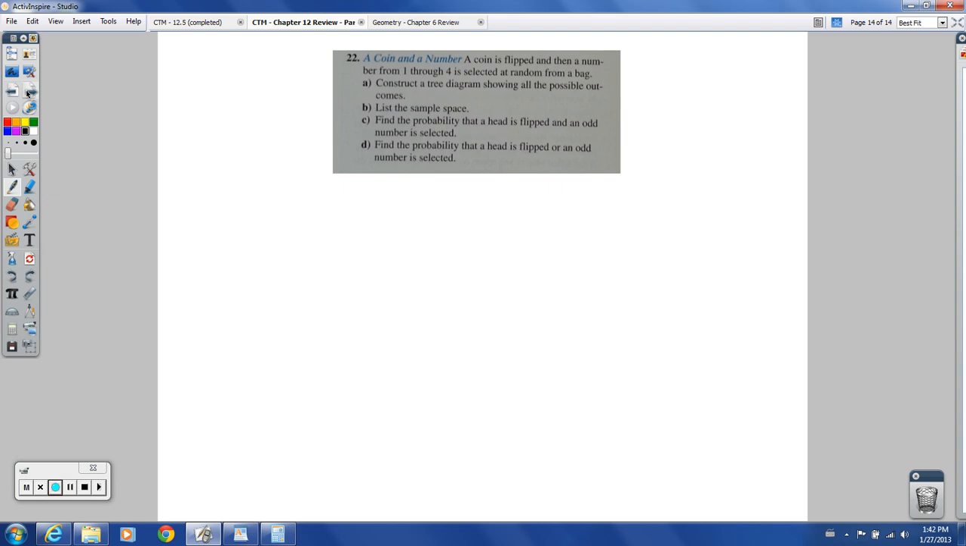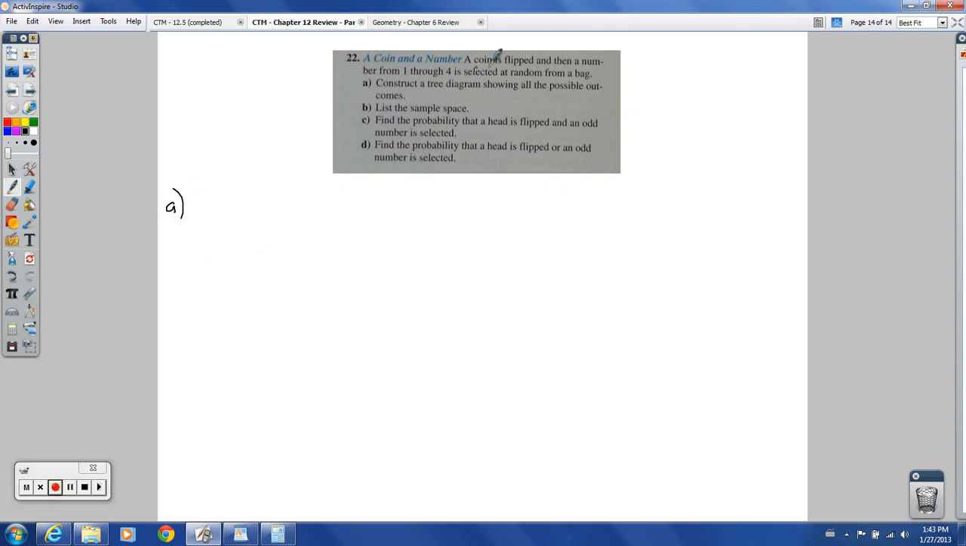And 22. 22 says we got a coin and a number. A coin is flipped, and then a number from 1 through 4 is selected at random from a bag. Part A, construct a tree diagram showing all the possible outcomes.